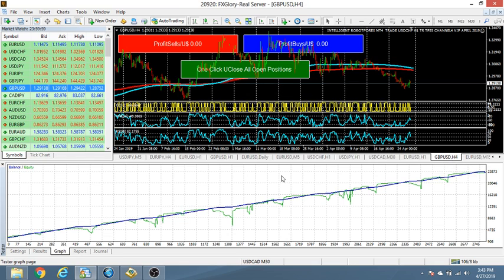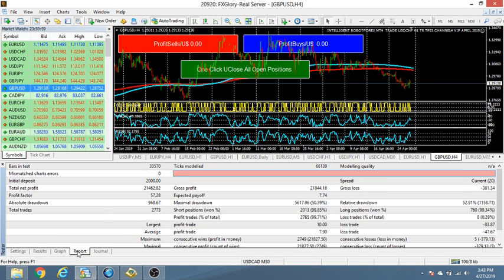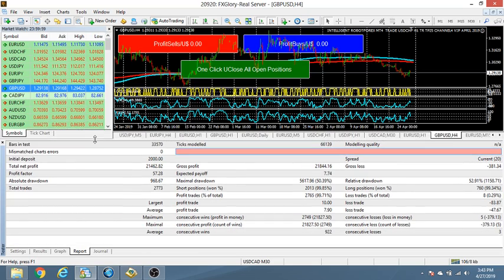Now they're all done. And you can see here the report. The report right here. Initial deposit is $2,000. Total net profit is $21,000. Profit factor is 57. Total trades is 2,000 here. Average consecutive win is 9,900 and consecutive loss 3.